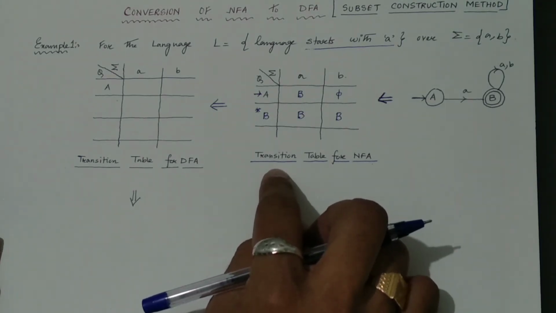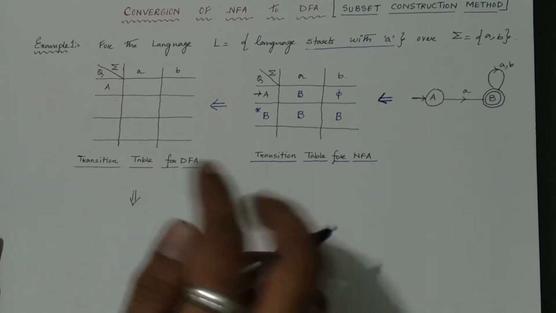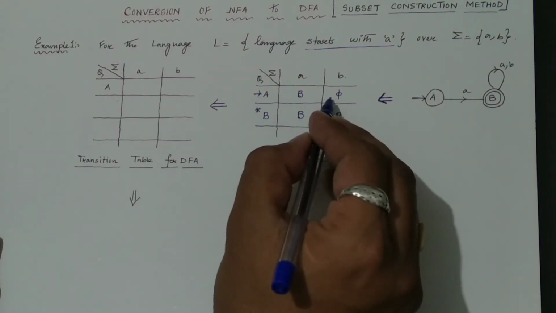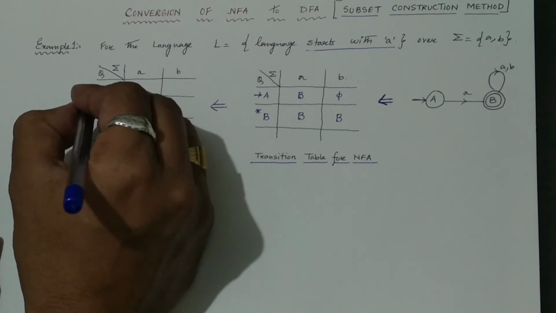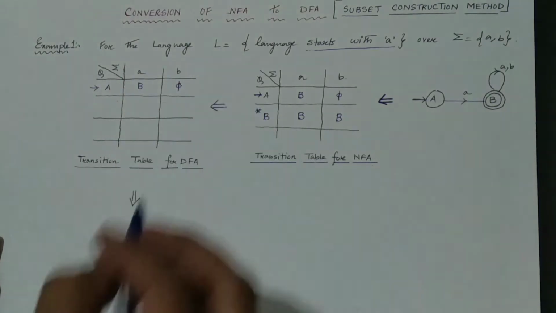Now step number 3 is that we have to find the transition table for the DFA. How to do this? The initial row will be as it is. So I will write it as it is: A on seeing A goes to B, and on seeing B goes to phi.